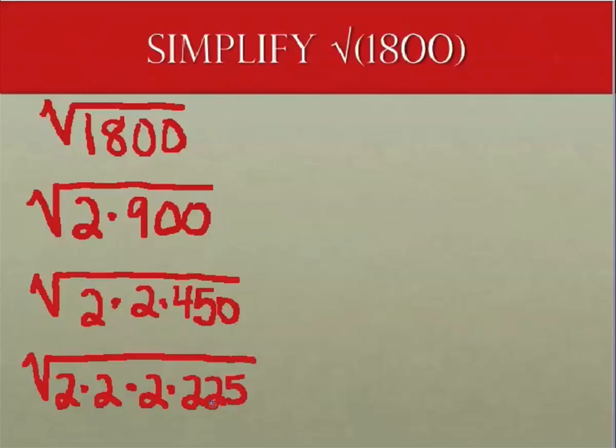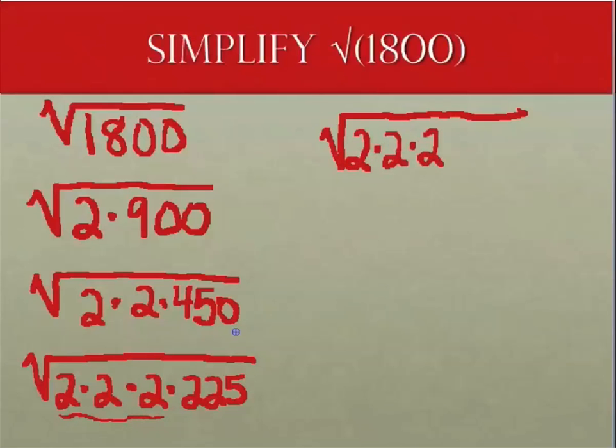Now for the first time we have an odd number. But if you look, it ends in a 5, which means 225 is divisible by 5. Since this is starting to get messy, I'm going to write down these first 3 2's right here. 2 times 2 times 2. And 225 divided by 5 is 45, which means that 5 times 45 is 225. So 225 is another way of saying 5 times 45.